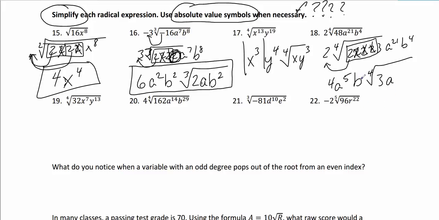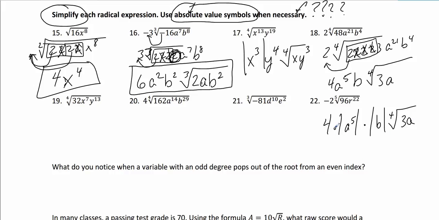So I want to rewrite this a little bit nicer because it's going to need absolute value bars. Because even root, odd powers. We have a 5 and a 1. So here's how I write it, okay? This is going to be a little bit nicer here. So 4 times the absolute value of a to the 5th times the absolute value of b, or b to the 1, it doesn't really matter, and then times the fourth root of 3a.